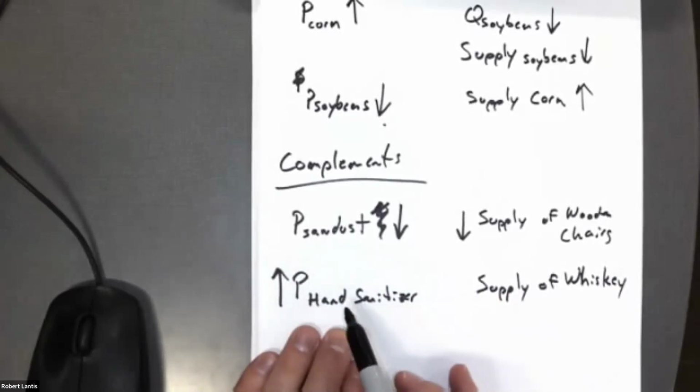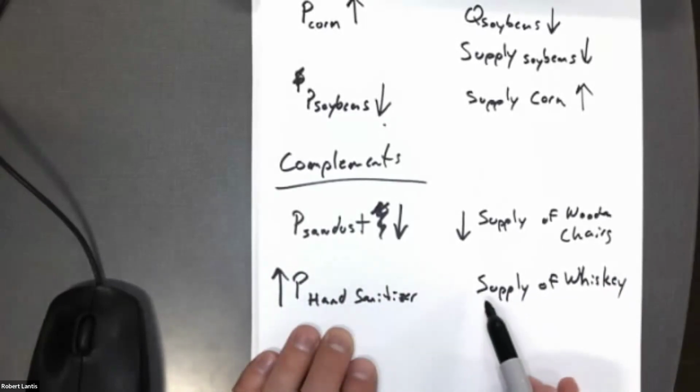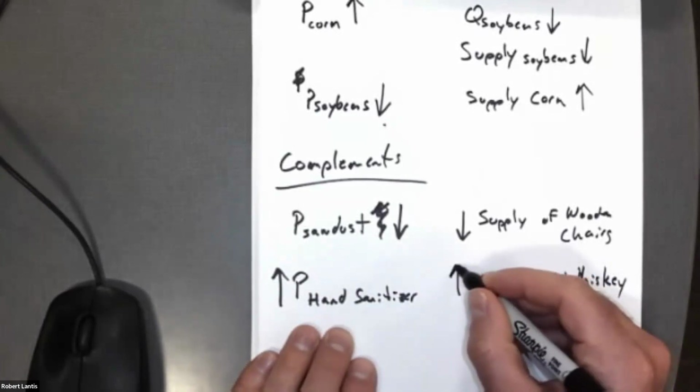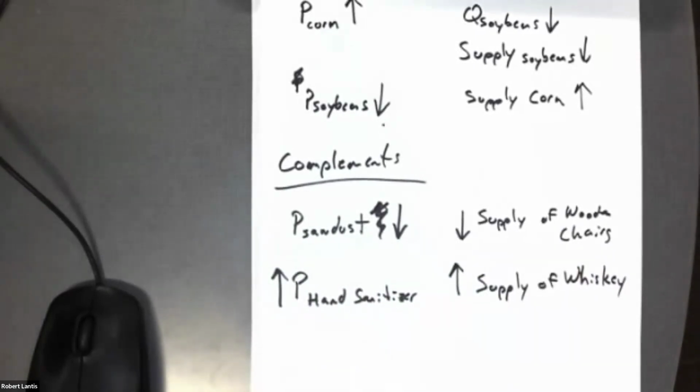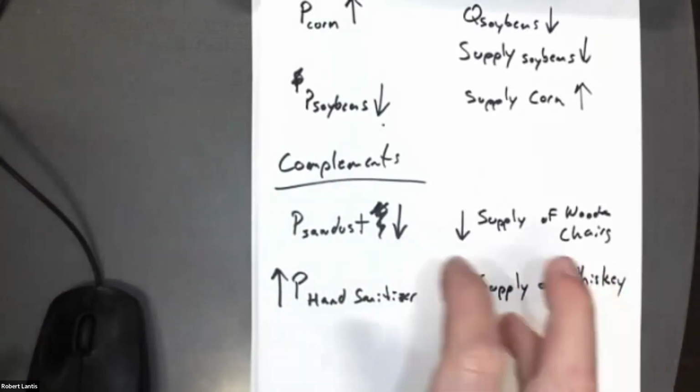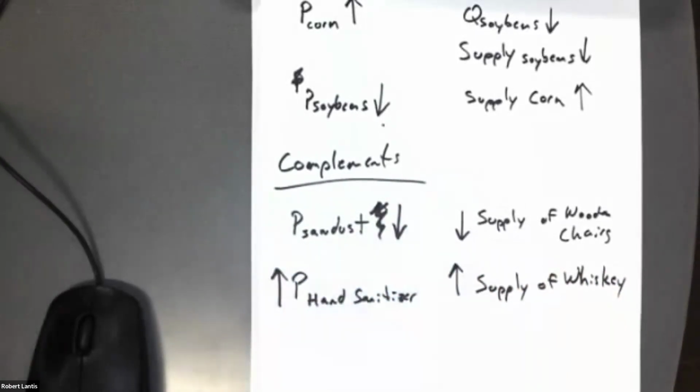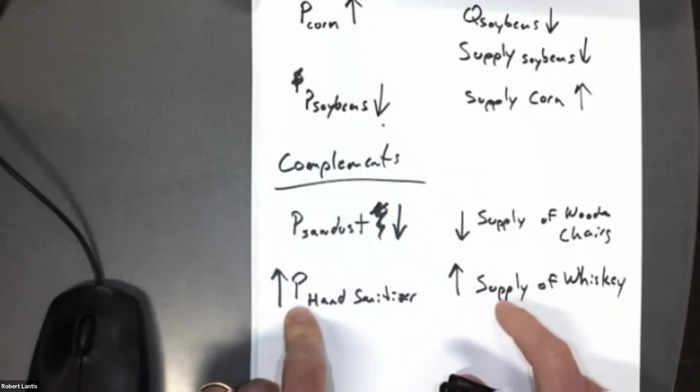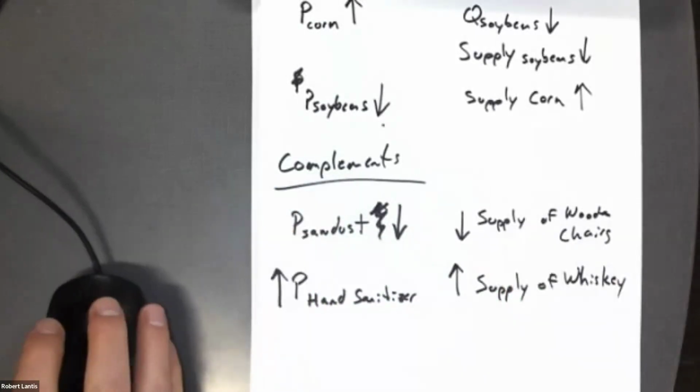So when the price of hand sanitizer went up, what happened to their supply of whiskey? They actually increased their production process, right? Because in making more whiskey, they get this other good, which is now more valuable, and they can sell for more money. Right? So with complements, the price and the supply of the good work in the same direction. Okay.